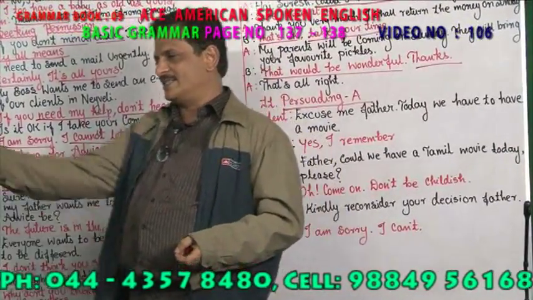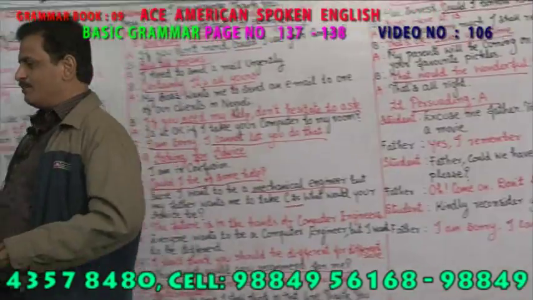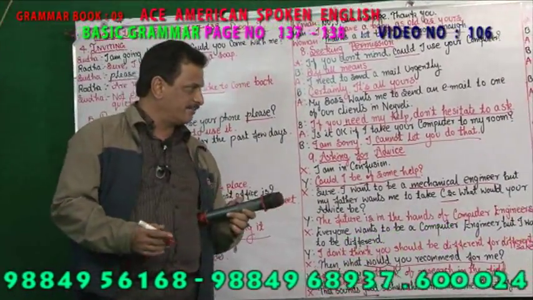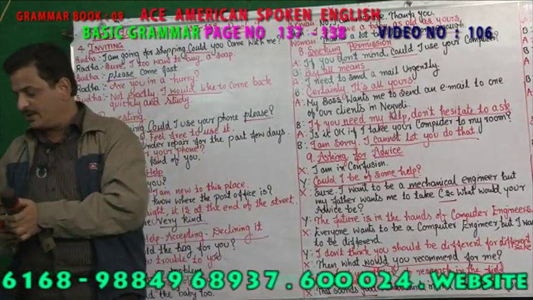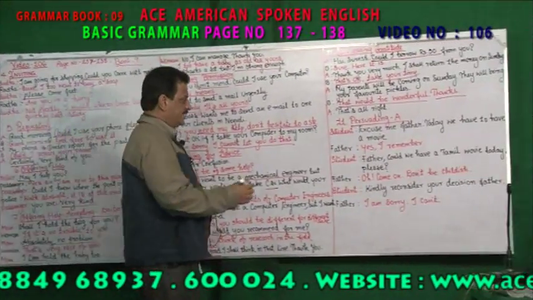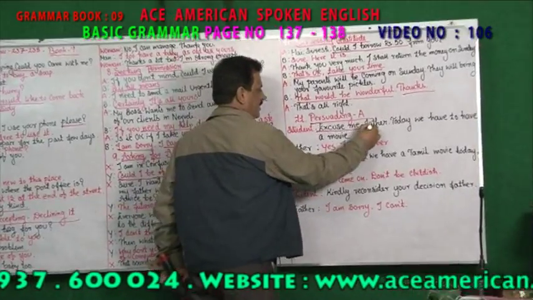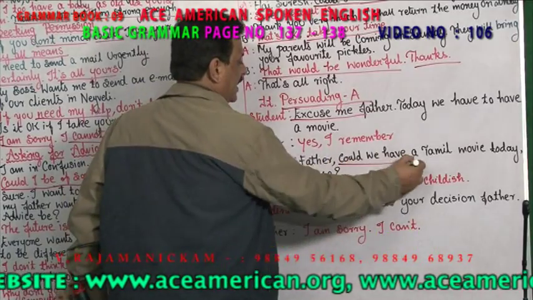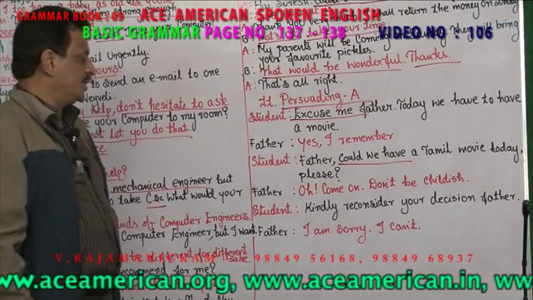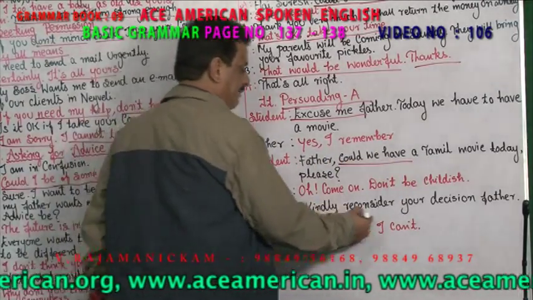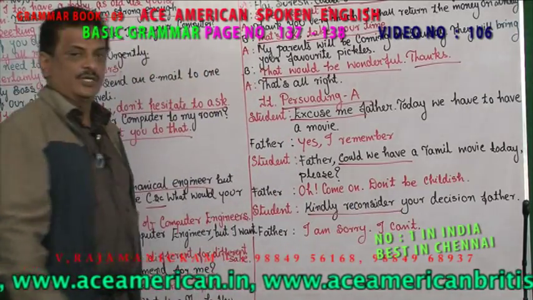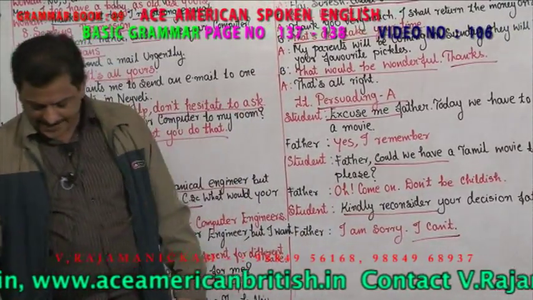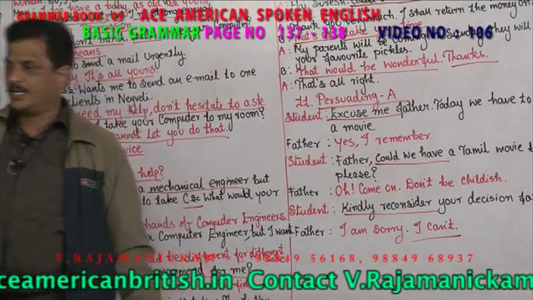So this is what the father's advice to the son is all about. Persuading here means the son is persuading the father to do something. See how the son persuades his father. He just goes in for asking, excuse me, obliging. He tries to remember, and he is using the word could. And he is asking, kindly reconsider your decision. And he says, definitely it is not possible. Then he is using the phrase, I can't. Hope you are able to understand. Are you clear about it?